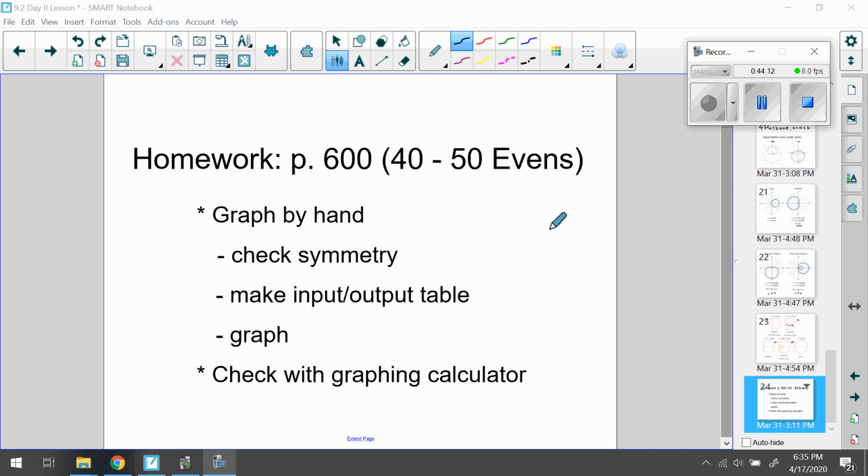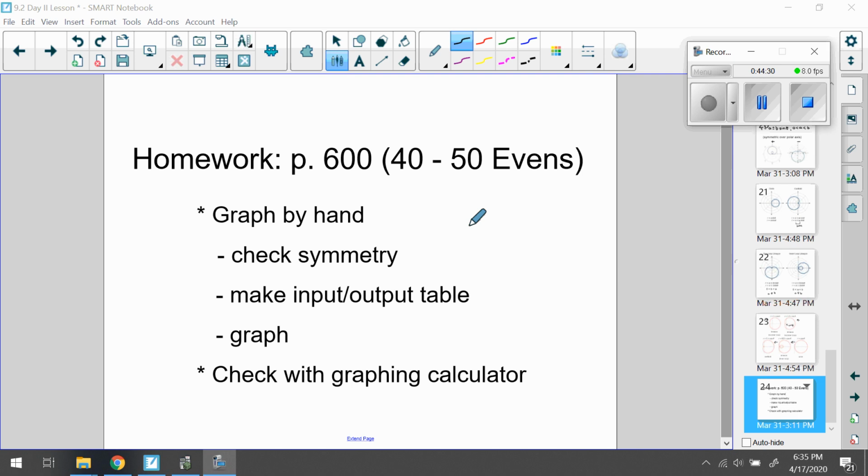Actually, before I let you go, I wanted to show you the homework. So go to page 600. I'd like you to do 40 through 50 evens. You are going to be graphing again on the polar grid. So hopefully you have a printer at home that you can print some of those out and show that to me when you turn your homework in.